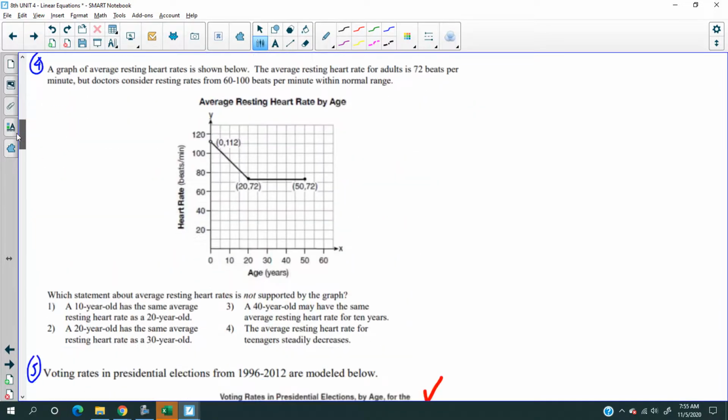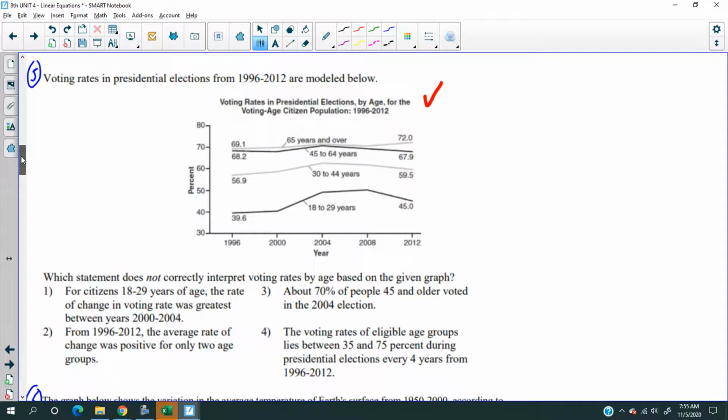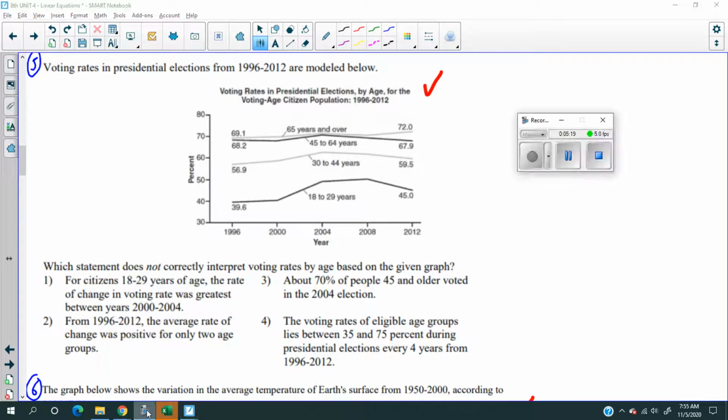Moving on. We're not doing this one. Number 5, all right? Voting rates in presidential elections. Okay, how appropriate. So try this one. The only thing I would say before you start is that there are a lot of lines going on here, so you've got to be careful. When you look at choices like 18 through 19, you've got to make sure you're looking at the right lines. All right, so press pause right now.